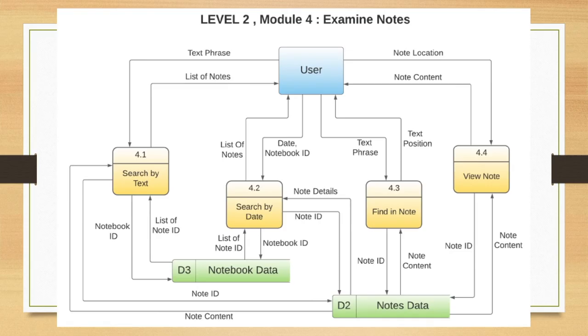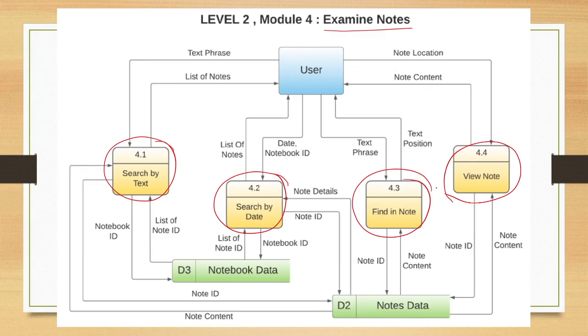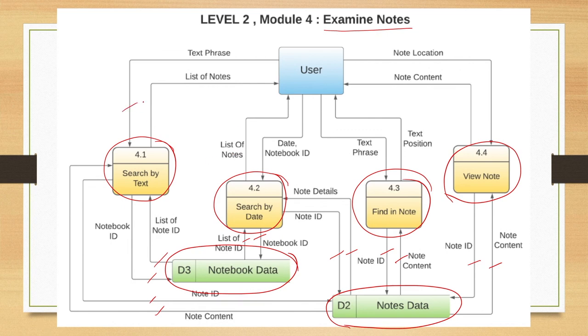There was a 4th process or module, examine notes, in level 1, which can be further broken down into 4 processes: search by text, search by date, find in note, and view note. Makes use of the 2 data stores, notebook data and notes data, and all the data flow between the process and the data stores are depicted like before. Similarly, all the data flow between the external entity and the processes are depicted as before.